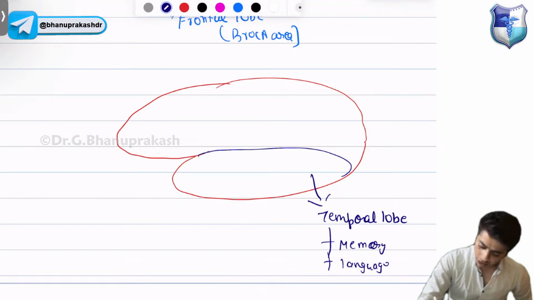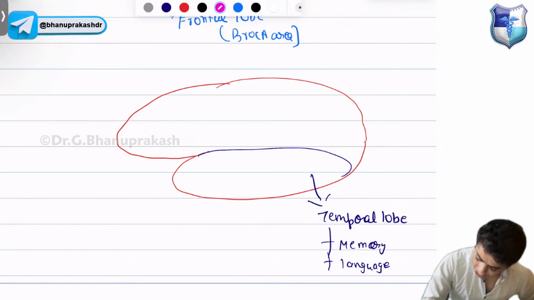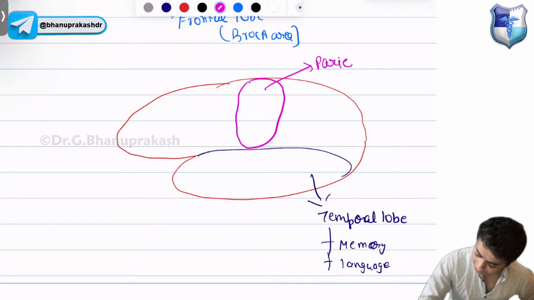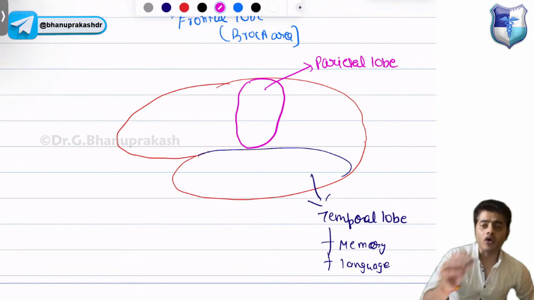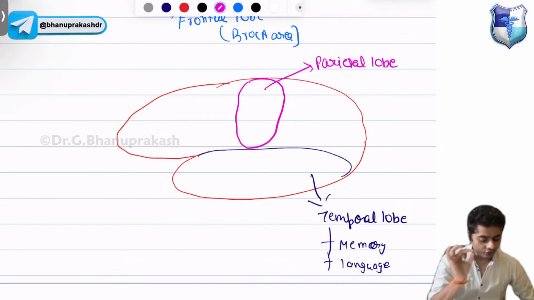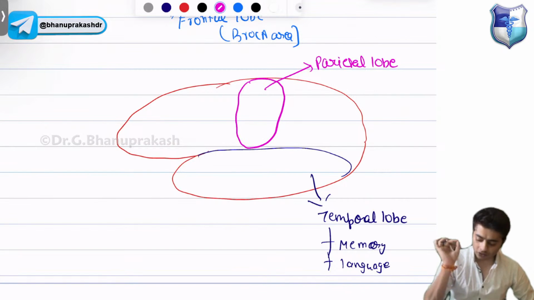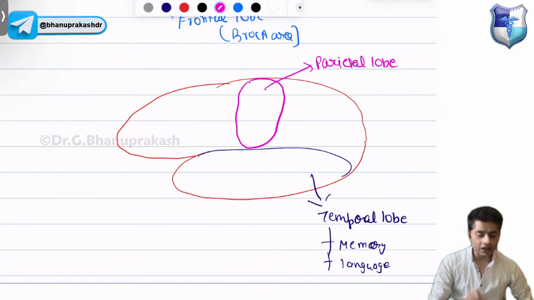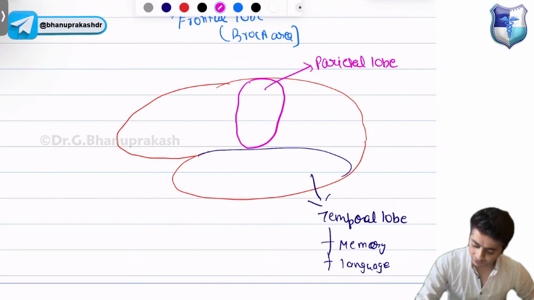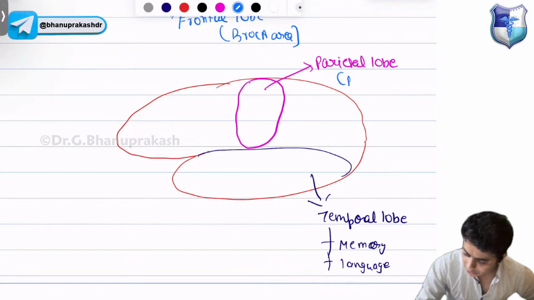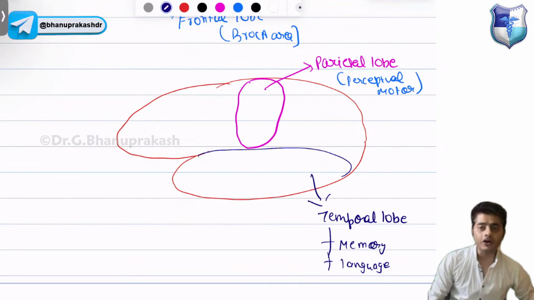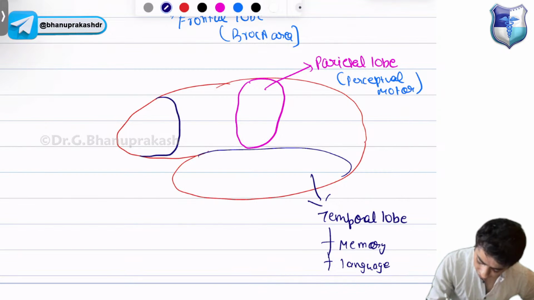Now tell me, this is your parietal lobe. Which cognitive function is controlled by your parietal lobe? Just tell me in the comment section. Perceptual motor. Very good. Then last but not the least is your prefrontal cortex.